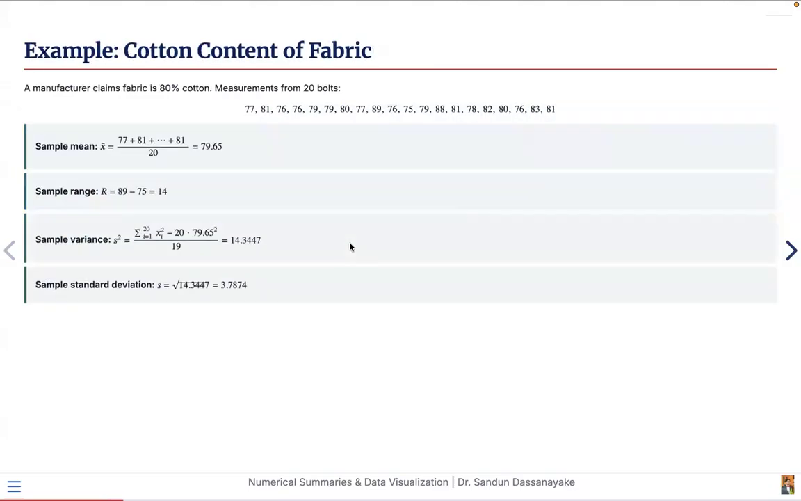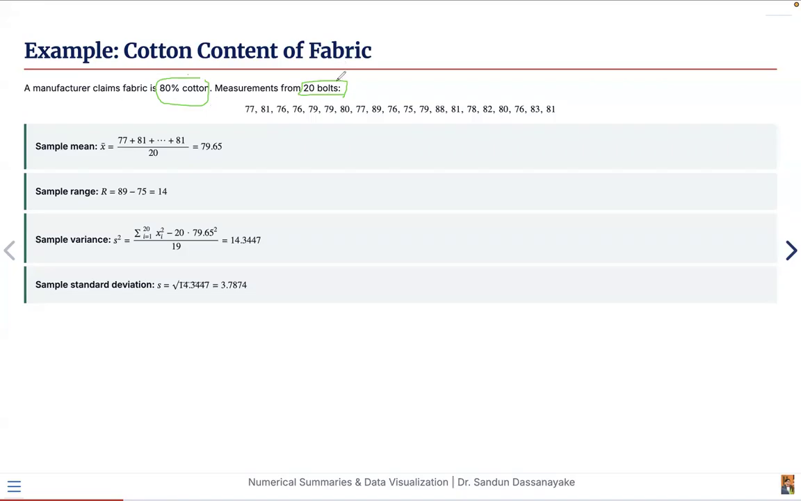Right. Now, I have given you some example of cotton content in fabric. There's a manufacturer who claims the fabric is 80% cotton. The fabric is 80% cotton. As I said, we cannot go into the manufacturer's entire stock and get all the fabric and then sample it. It will be very expensive plus unrealistic. So we need to find out whether this claim is correct.